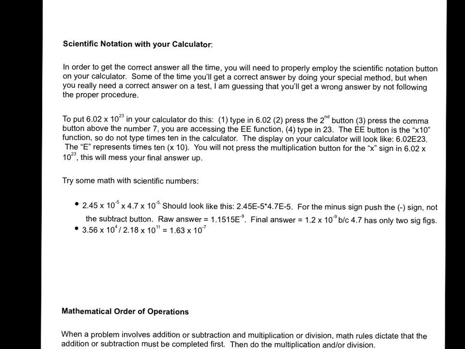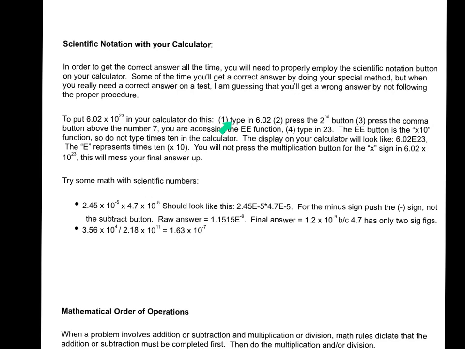Now let's talk about how you put scientific notation into your calculator. So in order to get the correct answer all the time, you'll need to properly employ the scientific notation button on your calculator. And some of the time you'll get a correct answer by doing your own special method, but when you really need a correct answer, for example, on a test, I'm guessing that you'll get the wrong answer by not following the proper procedure.